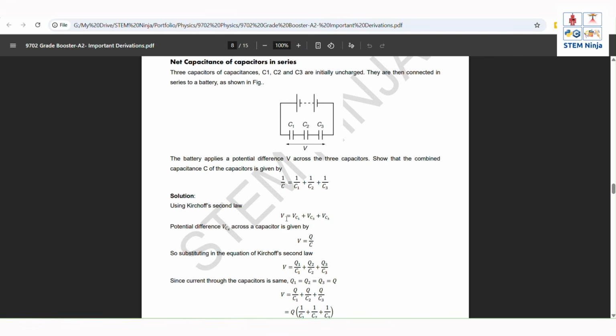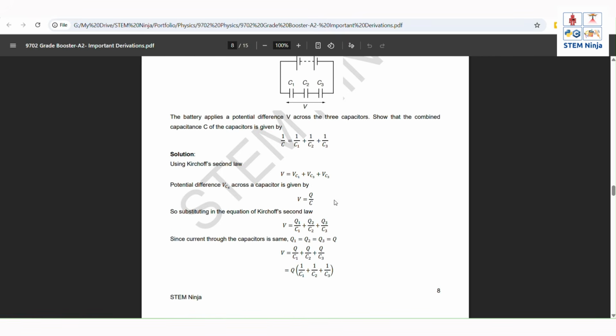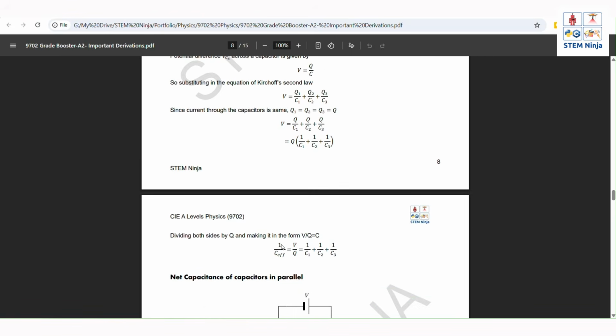Using Kirchhoff's law, the combined potential difference would be the sum of potential differences across capacitors. Each potential difference is V equal to Q over C. When we add them, it would look like this. Since they are in series, the current flowing through them would be the same. That means the charge flowing through them would be the same. So when we take out the Q and take it to the other side, V over Q would become 1 over C, basically. That's exactly what we have to show.